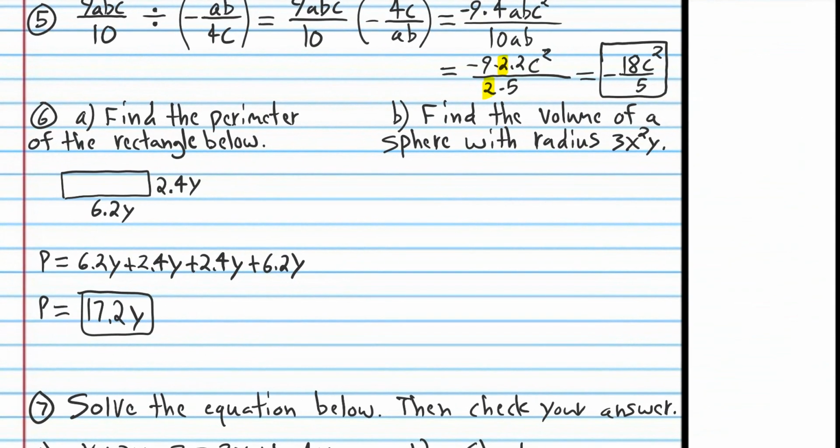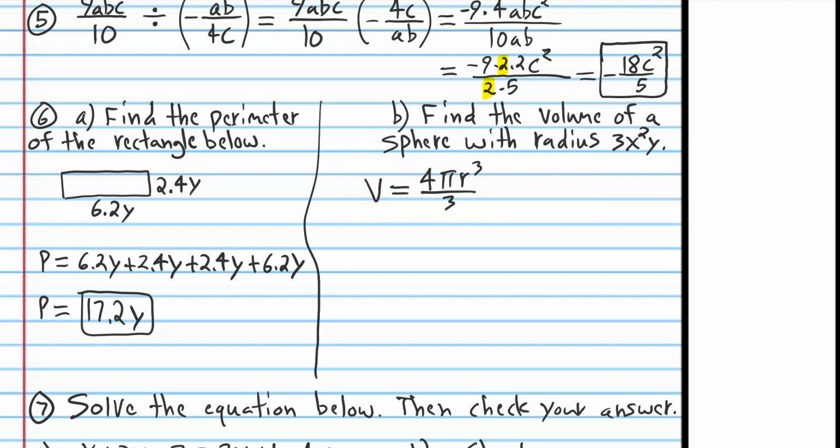Some of these problems are going to have 2 parts. Find the volume of a sphere with radius 3x squared y. So in this problem, we have to get out our formula. Volume of a sphere is equal to 4 pi r to the 3rd power over 3. And let's go ahead and move that over a little bit. We want to use as much room as we can.